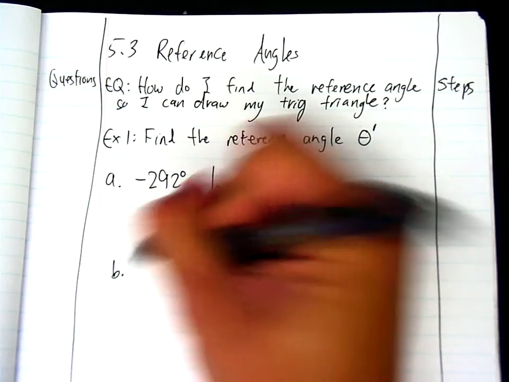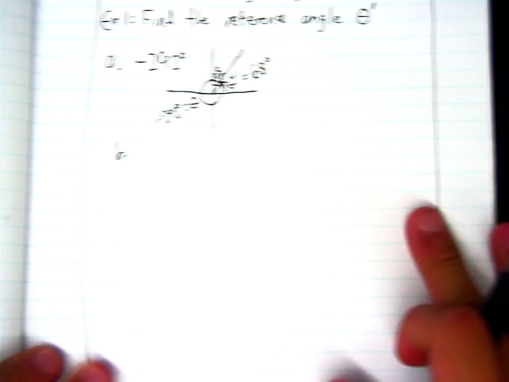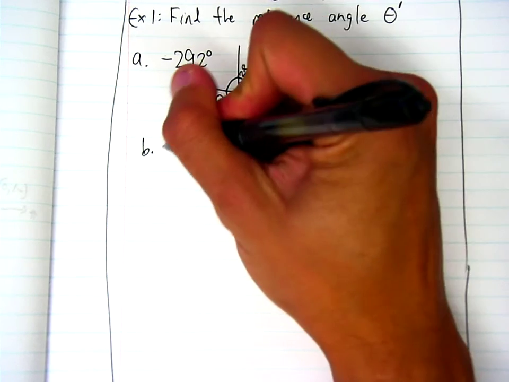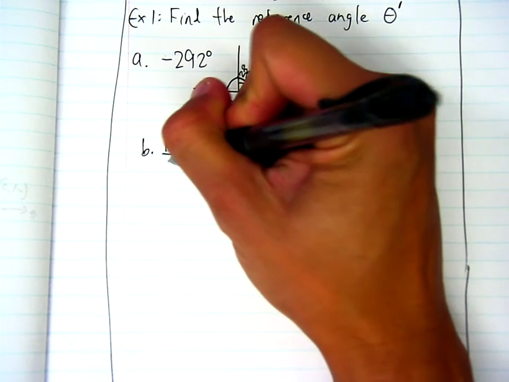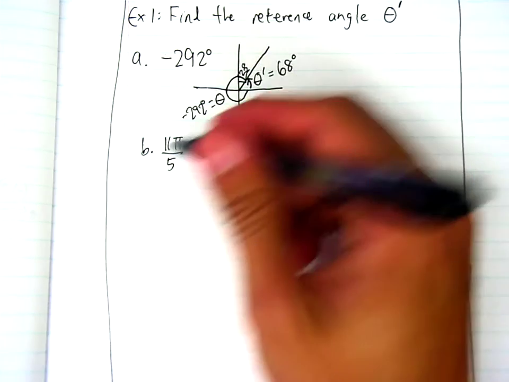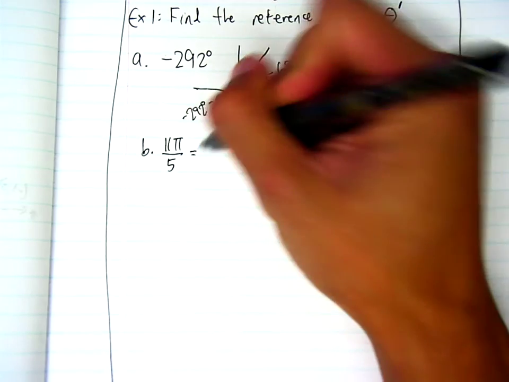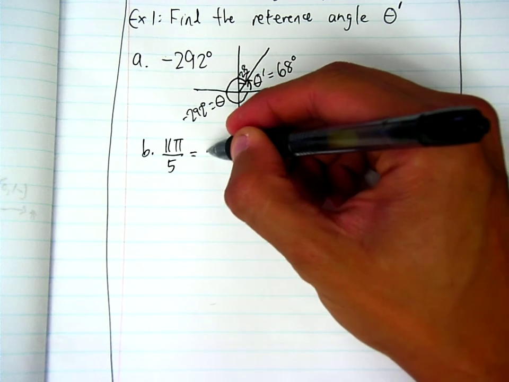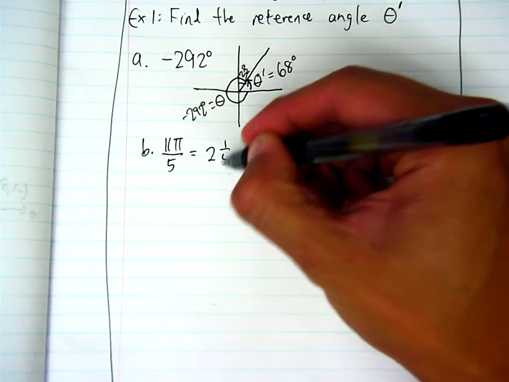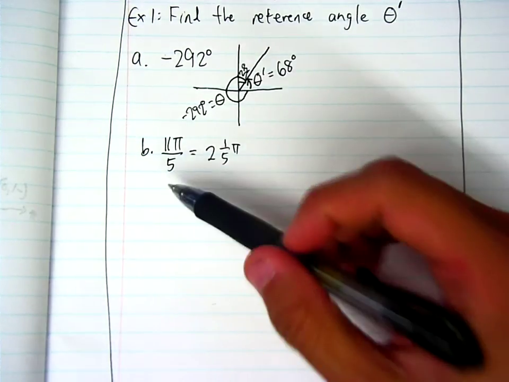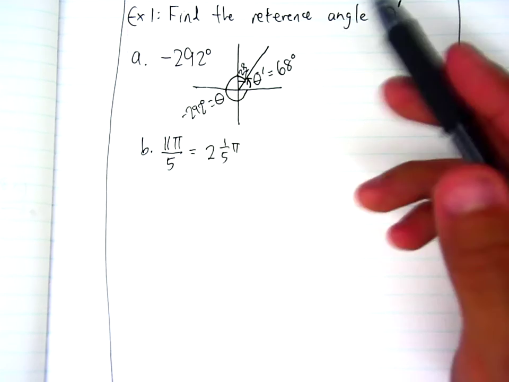All right, let's do letter B. Let's do the reference angle for 11 pi over 5. Again, the first thing I want to do is figure out how many pi's that is. Well, this is going to be 2 1/5 pi, because 5 goes into 11 twice, and there's still 1 left.